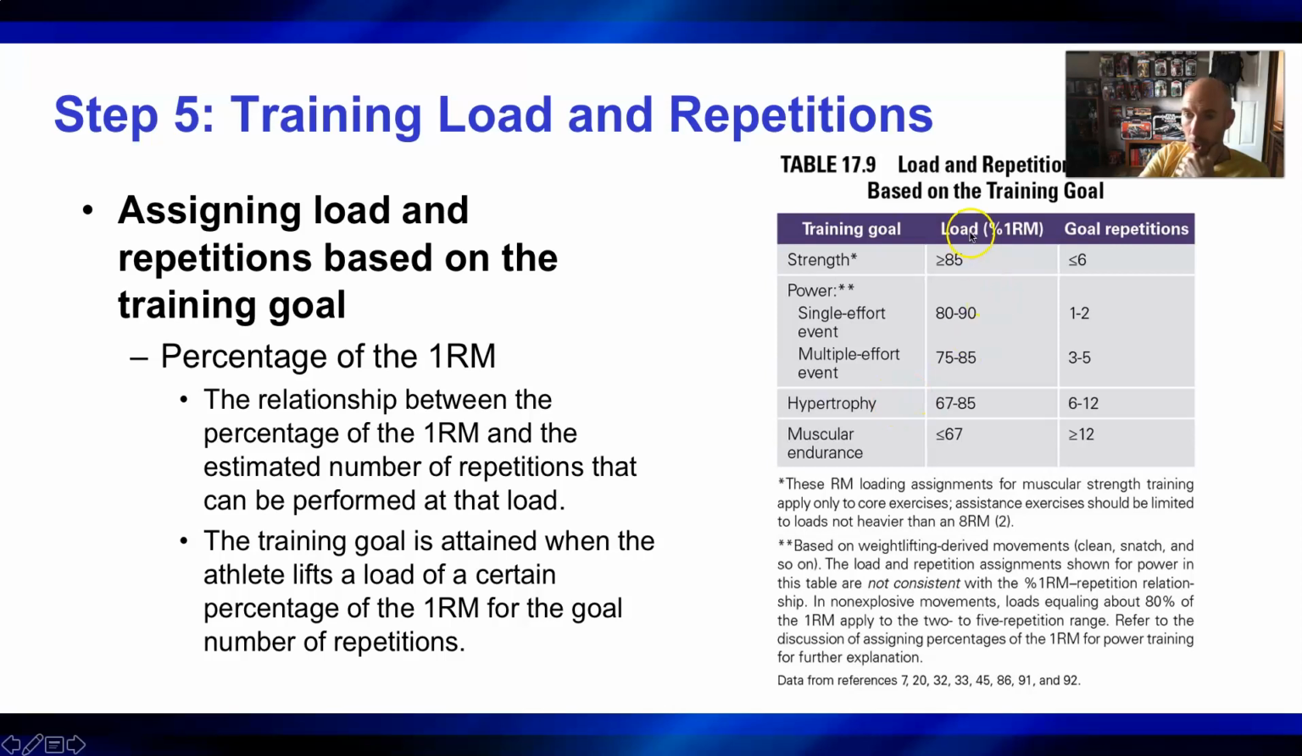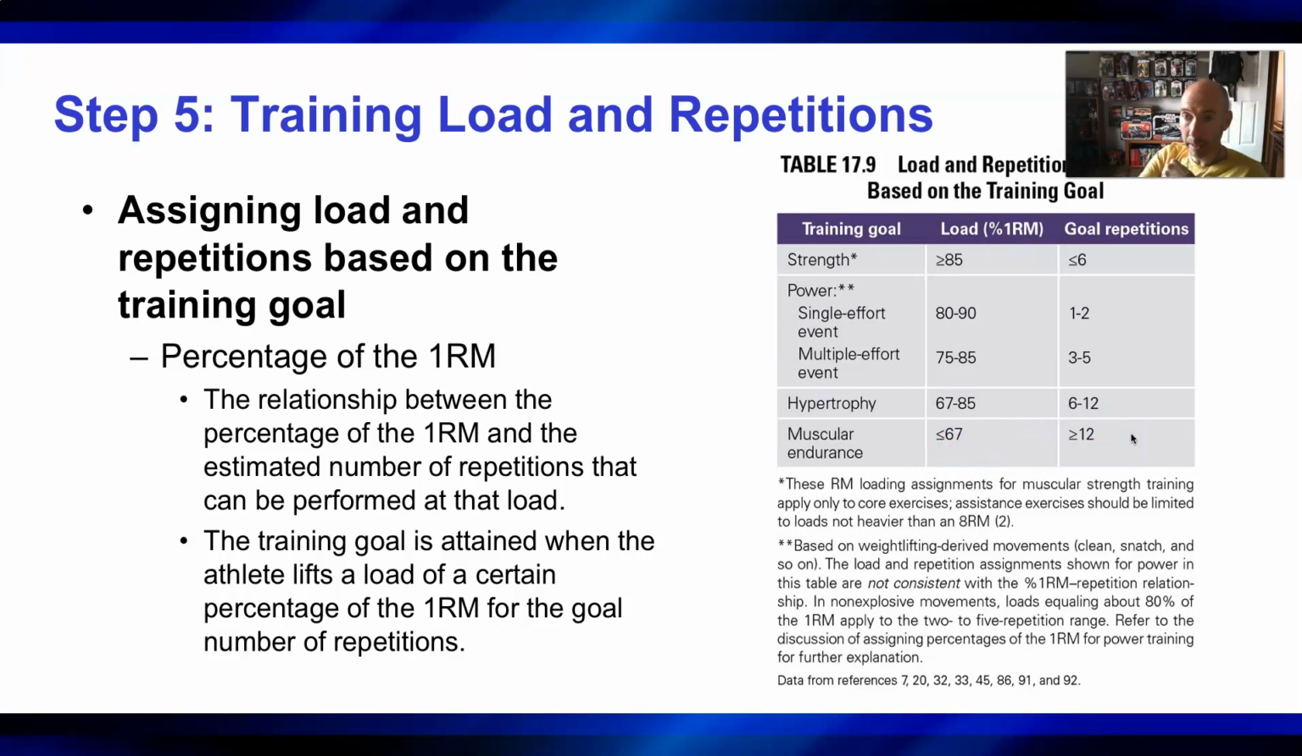Hypertrophy, the load is going to be reduced versus what we saw with strength and power. So it's going to be 67 to 85% of our 1 rep max. And our goal repetition is going to expand out to 6 to 12. Again, moderate load, moderate rep range. High load, low rep range. And then lastly for endurance, low load, less than 67%, high rep range, greater than 12.